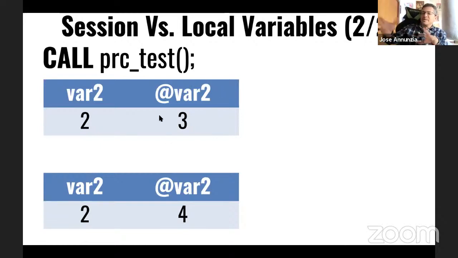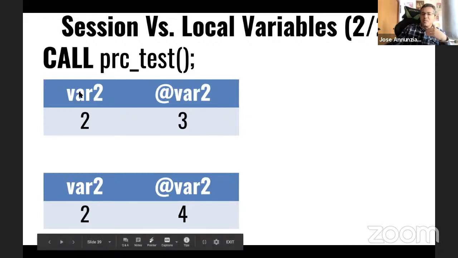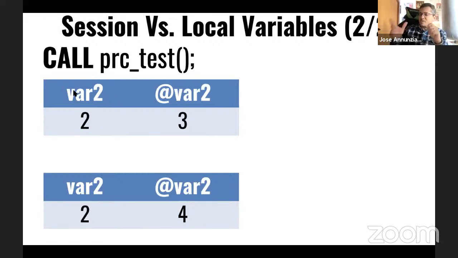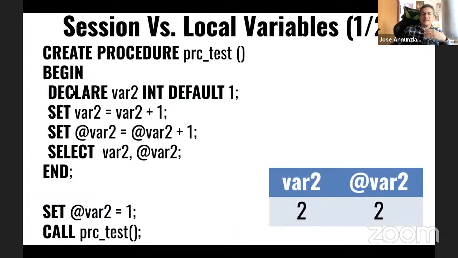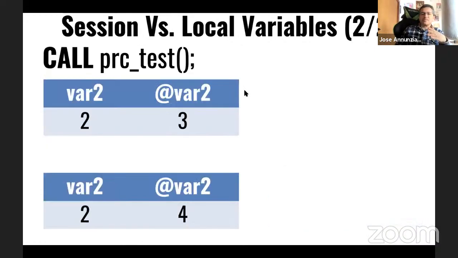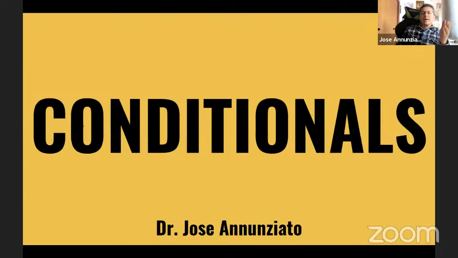Because it's a variable, it's kind of like a global variable, declared outside of the procedure, so it goes from 2 to 3 and then 3 to 4. Whereas var2, because it's declared inside of the procedure, gets recreated and initialized to 1 every single time. So that's why it never increments more than just 2.